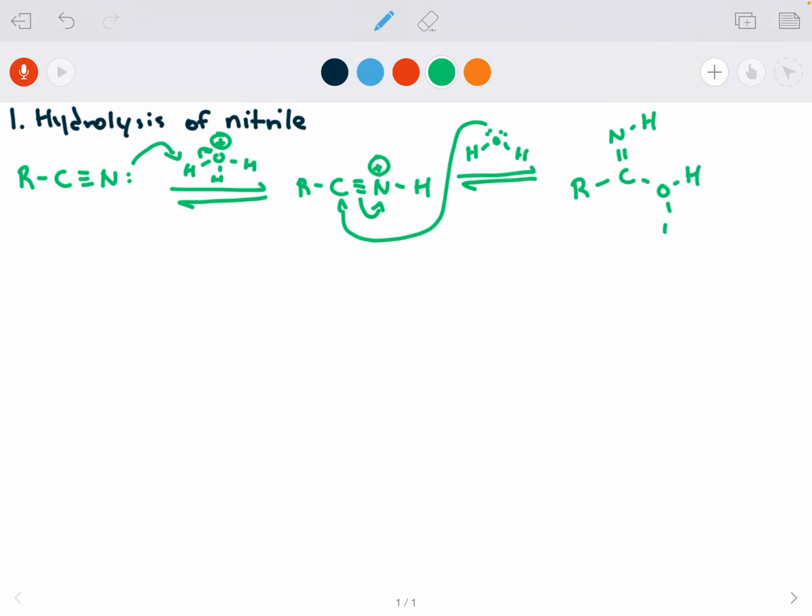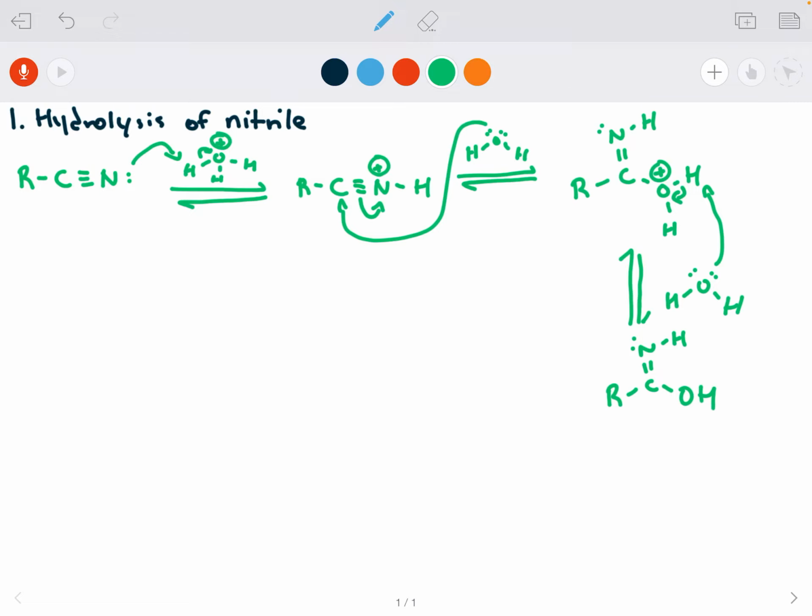So now I have this as my product of that reaction. I need to deprotonate that oxygen to get it down to just OH. So to do that, I'll use water. Again, never any hydroxide when I'm in an acidic solution. So there we go. Now I've deprotonated, so I have a neutral formal charge overall on this compound.